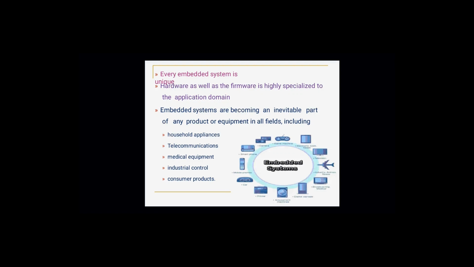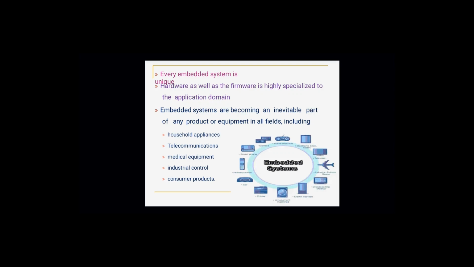The next point is, embedded systems are becoming an inevitable part of any product or equipment in every field now. By now you know what an embedded system is. You can easily identify embedded systems. These are small electronic systems which have a microcontroller or microprocessor inside. Everywhere in our day-to-day life we make use of a lot of embedded systems, like household appliances: AC, TV, refrigerator, microwave oven, calling bell.